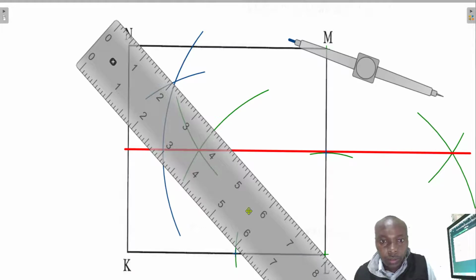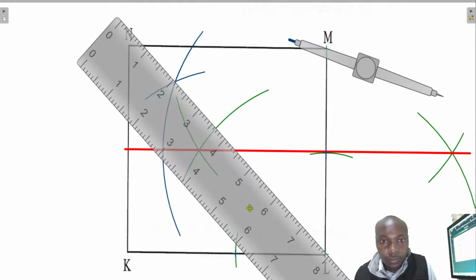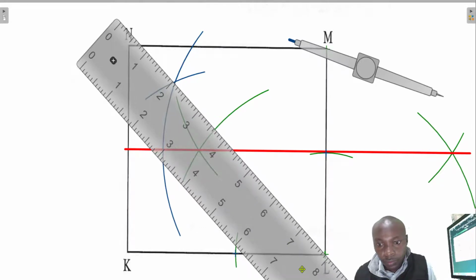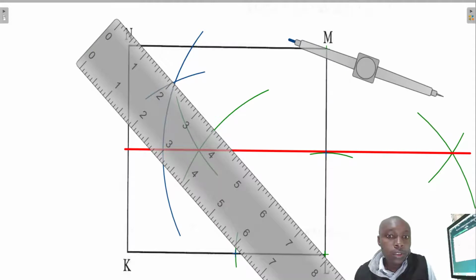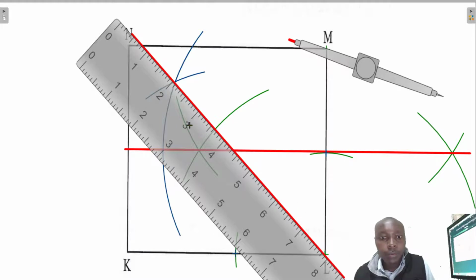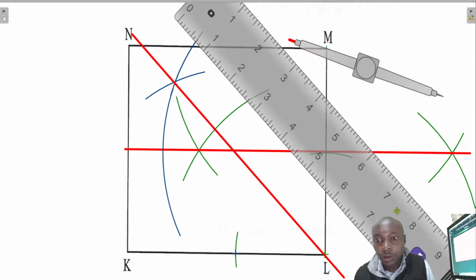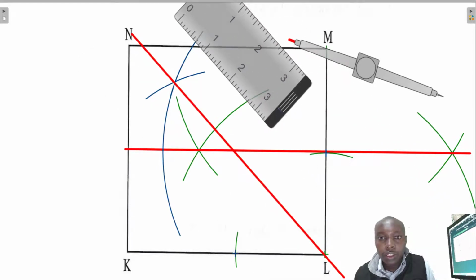So there it is. Then using a straight line, that is the angle bisector. That is how you simply require to do that.